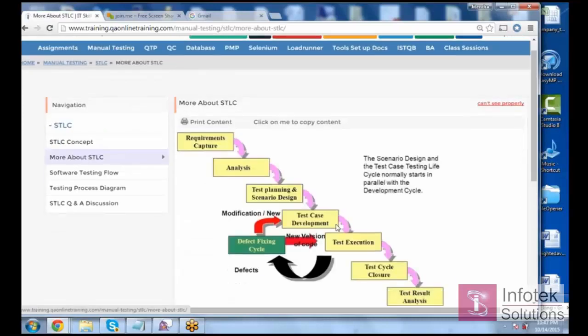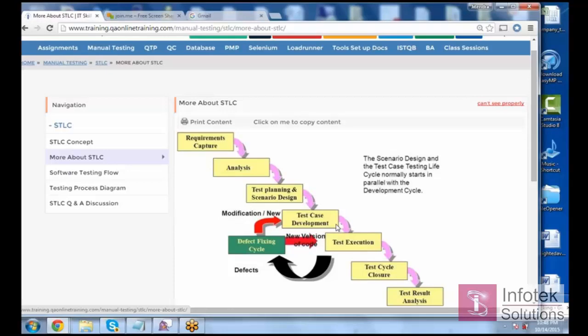This diagram is called STLC. The one which I showed you yesterday was SDLC. So what is the difference between SDLC and STLC? I don't talk about the differences at the start. Once you have the knowledge, you start comparing yourself. But one thing is, the full form of STLC is Software Testing Life Cycle. The full form of SDLC is Software Development Life Cycle.